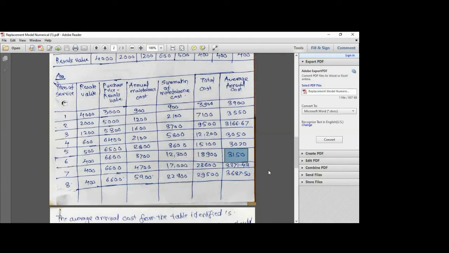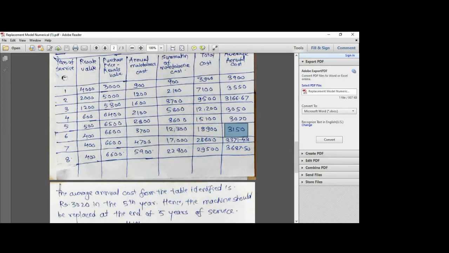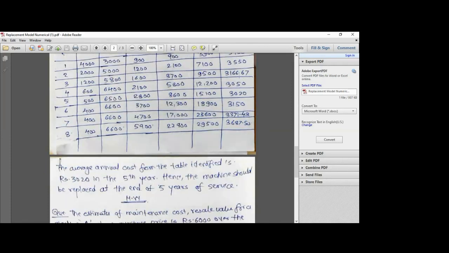According to the numerical, what they have asked and what they have given, the minimum cost is 3,020. I got confused earlier, this is the minimum, right? So the average annual cost in this table is 3,020, and that is at the end of which year? It is the end of the fifth year.